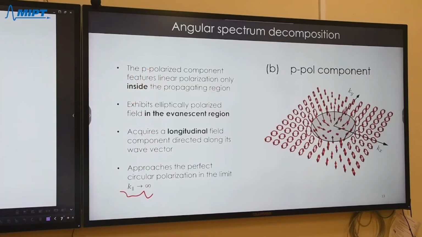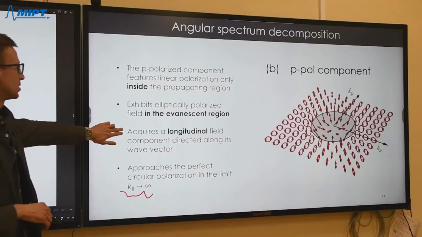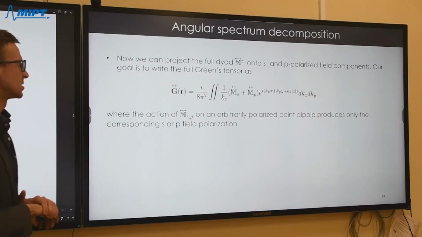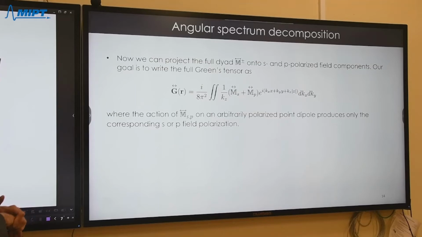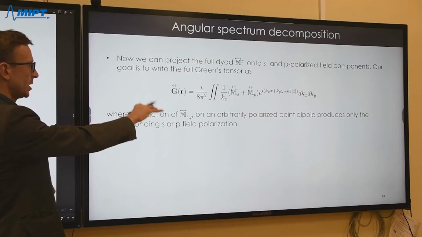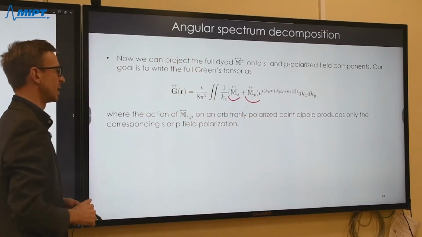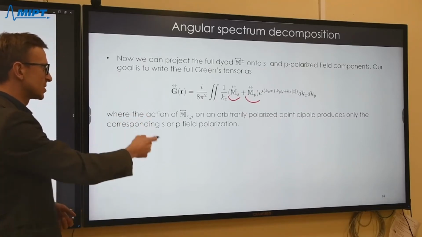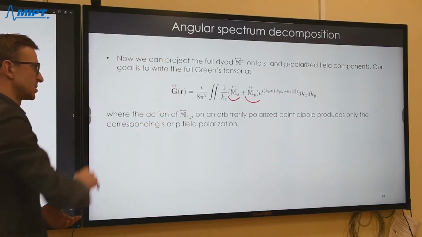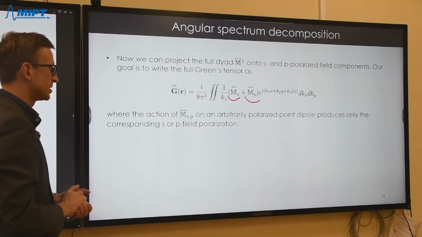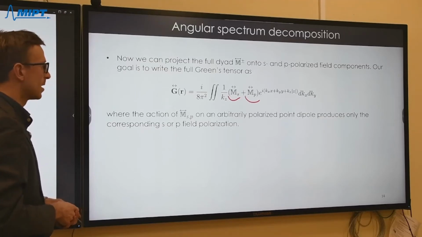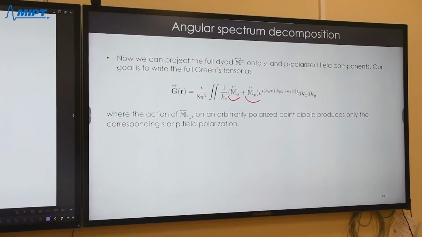Okay, so now finally what we can do is write the angular spectrum decomposition of the free space Green tensor in the following way, where we explicitly split the fields into S and P polarized parts, and expressions for MS and MP are presented in earlier slides. And this is the full answer, the final answer to the problem. We don't have any substrate yet. Remember, we are still dealing with the problem of free space. We don't have the substrate.